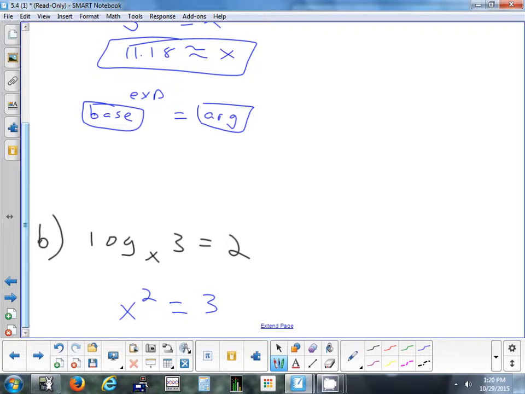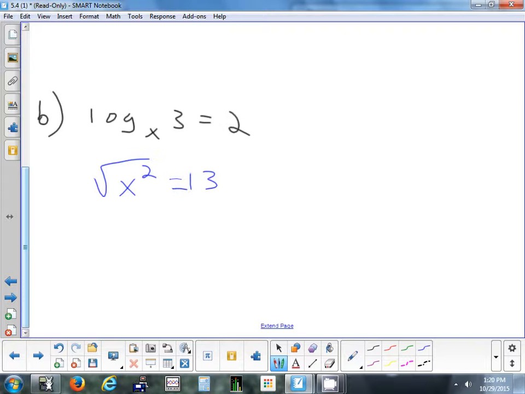What do I have to do now to get x by itself? Take the square root. And normally, how many answers do we get when we take a square root? 2. Two roots. But we're going to ignore which one here? The negative. We're going to ignore the negative because we just said the base has to be positive. So don't write the negative answer. If you did, we'd be getting into imaginaries with logs.